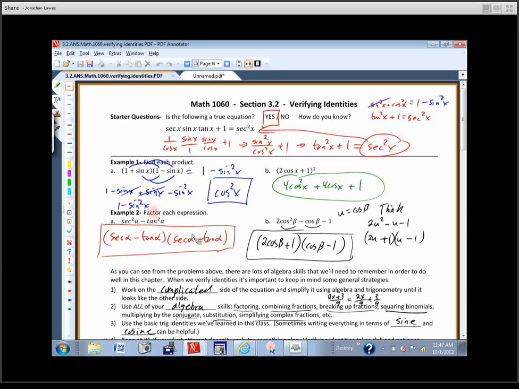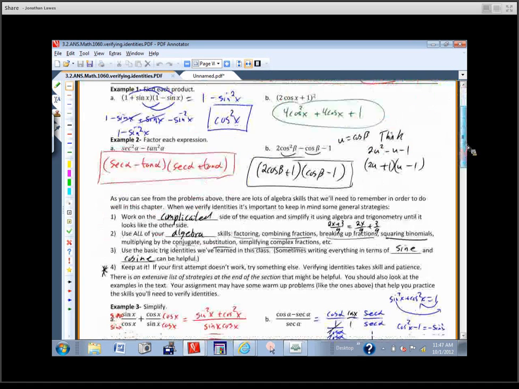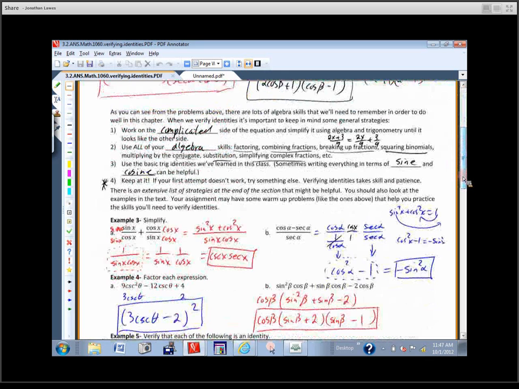We went through and did a couple algebra things, like we multiplied these binomial expressions together, squared that binomial expression. We worked on factoring, okay, so reminded ourselves of some different techniques of factoring. And then we went through and kind of listed a couple different techniques or rules that you can keep in mind as you're trying to verify identities. The first one was work on the complicated side.